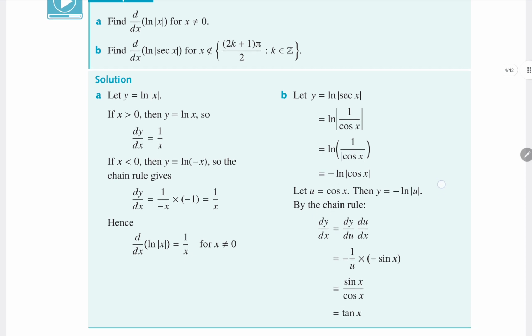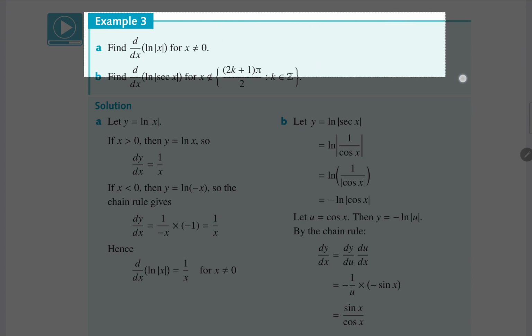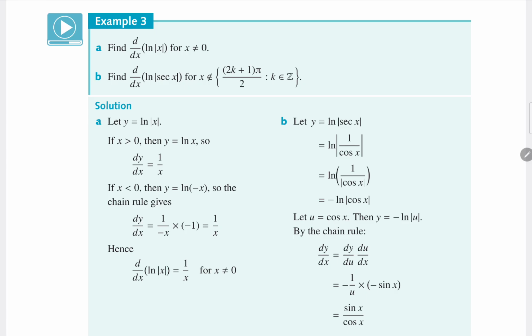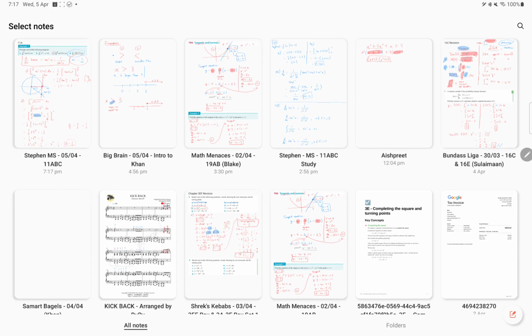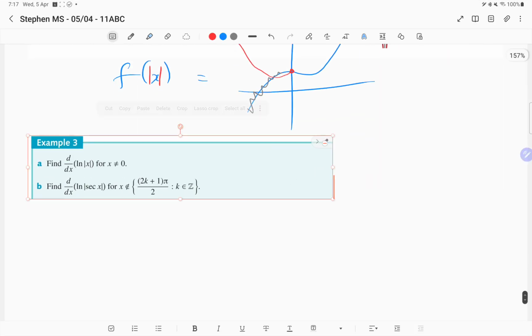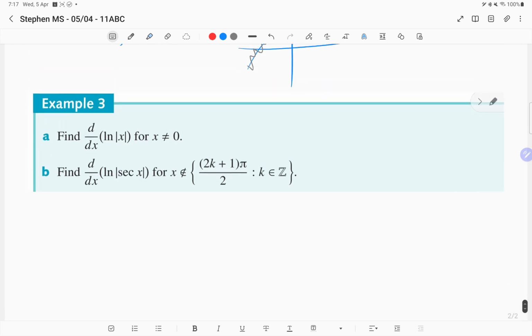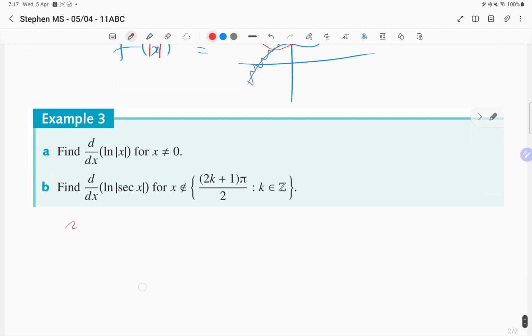And then this example is a little bit more involved. We're slowly getting to the more specialist mathematics part of it. So question A, when you derive ln of absolute value of x. Remember, normally you would get 1 over x. So normally you get 1 over x, but this is if x is more than 0.